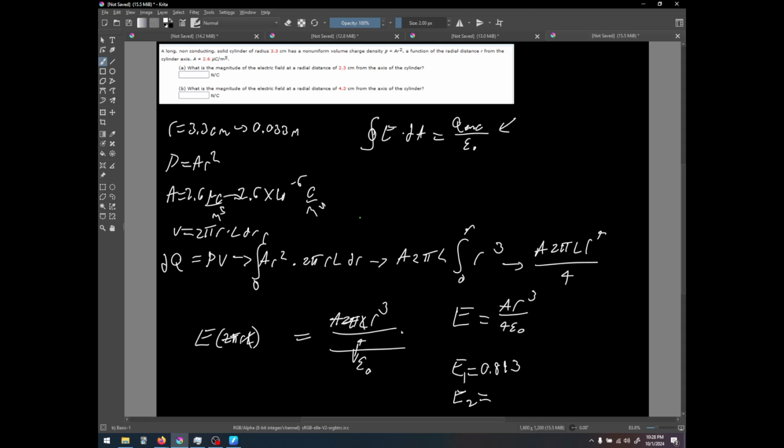Now earlier we integrated from 0 to the radius of our Gaussian surface. We have to integrate from 0 to the radius of the black cylinder. That's because, let's not forget, the charge that's enclosed by the red cylinder, all of that charge actually resides within the black cylinder where the charge is located.